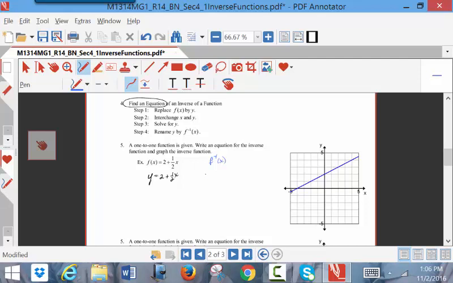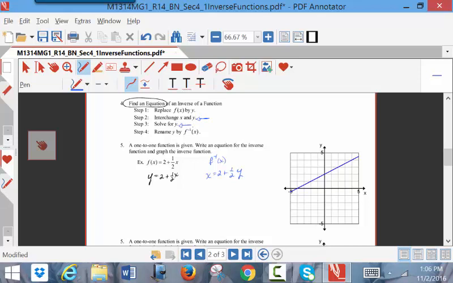So where there was a y, I put an x. And where there was an x, I put a y. So I switched the x and y variables just as the x and y values switched in the ordered pairs on the graph. The variables will switch algebraically. So I've interchanged the x and y variables, and now I need to solve for y.